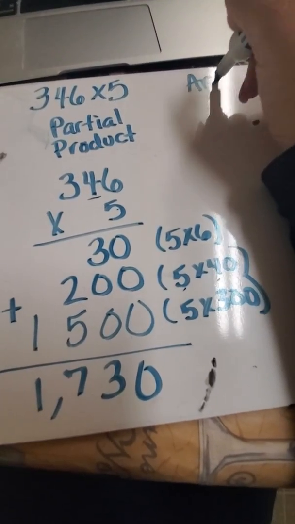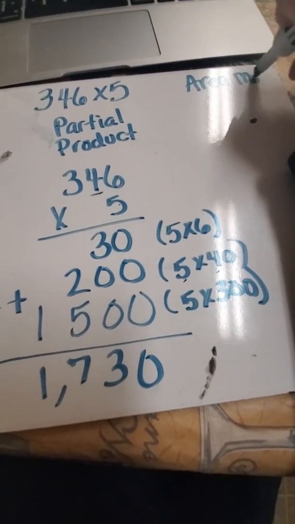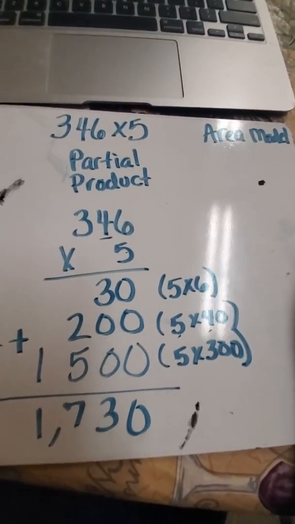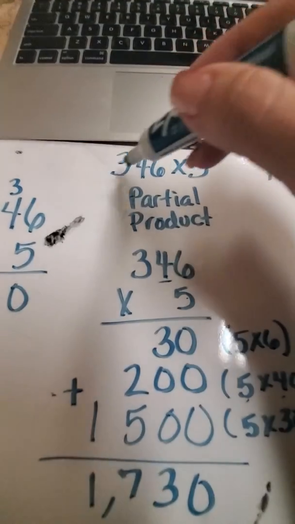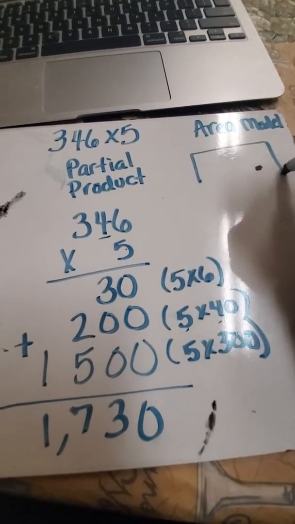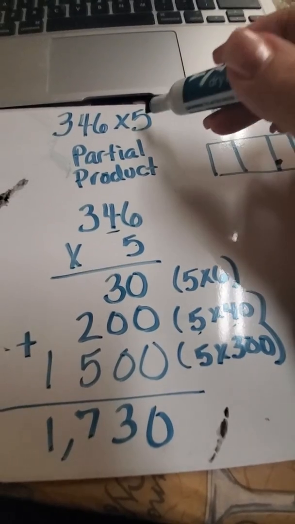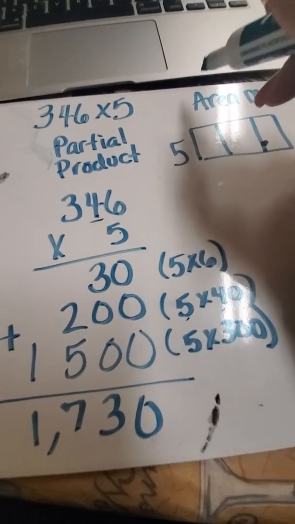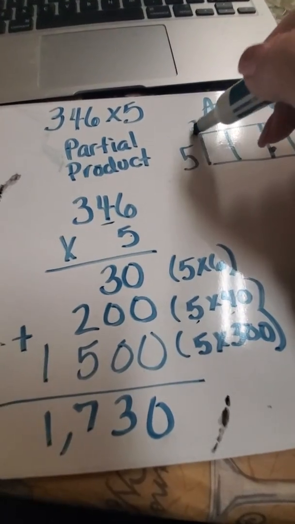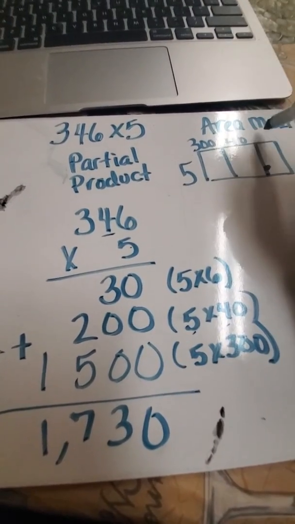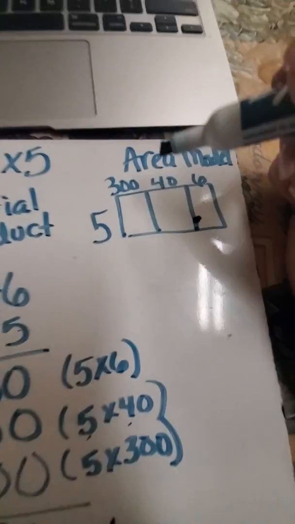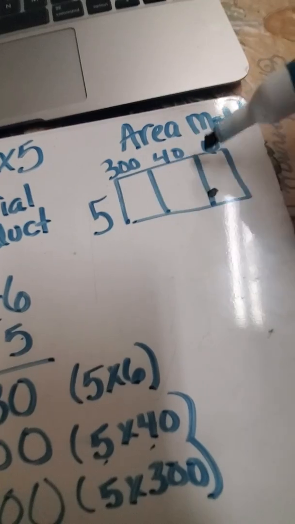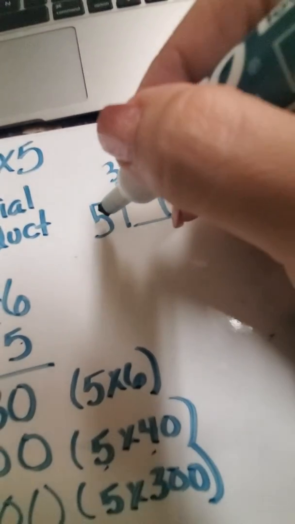And then area model, which I like because it prepares them for doing area later on in the year with higher numbers. Being that this is a 3-digit number, we're going to make 3 boxes. We're multiplying by a 1-digit, so we're just going to have 1 row. And we break up the 346. So if you see, this is almost like finding the area. If I find the length and the width, if I multiply the length and the width of each of these rectangles, I get the area inside.